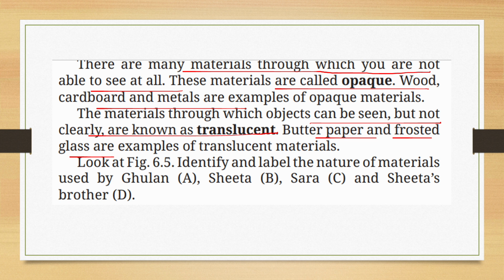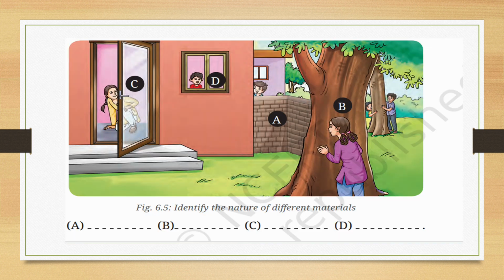Look at figure 6.5. Identify and label the nature of materials used by Gulan, Sheeta, Sara and Sheeta's brother. See this picture? Here, Gulan hides behind the wall. So, it is opaque object. We cannot see through the wall. Then, next person, Sheeta hides behind the big tree. So, it is also an opaque object. We cannot see through the tree.